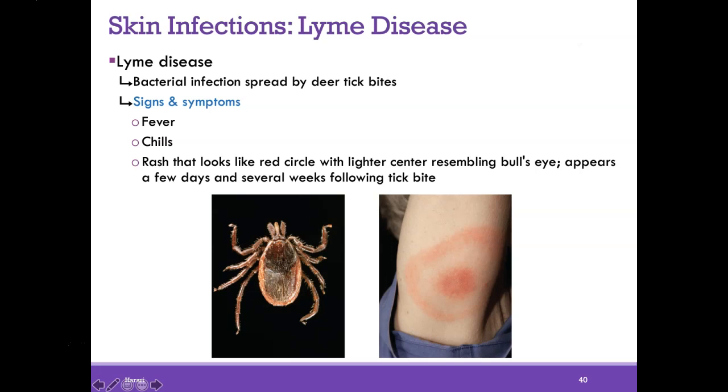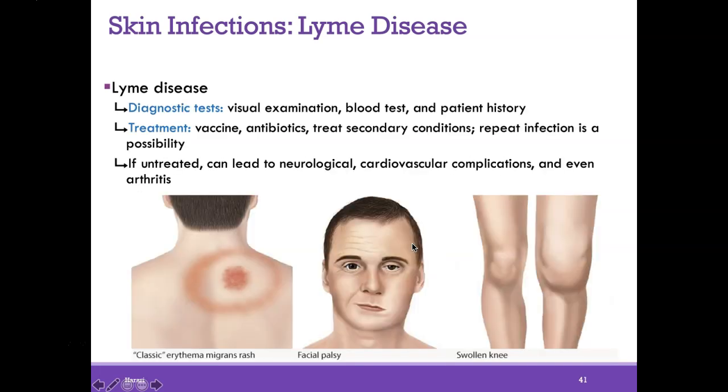Lyme disease is a bacterial infection spread by deer tick bites. It's very hard to diagnose sometimes, but the clear indicator is a rash that looks like a red circle with a lighter center, like a bullseye. There are some diagnostics. You could do a blood test, and to treat it, there are some antibiotics you can use or possibly a vaccine. But there are several symptoms of Lyme disease that are very widespread.